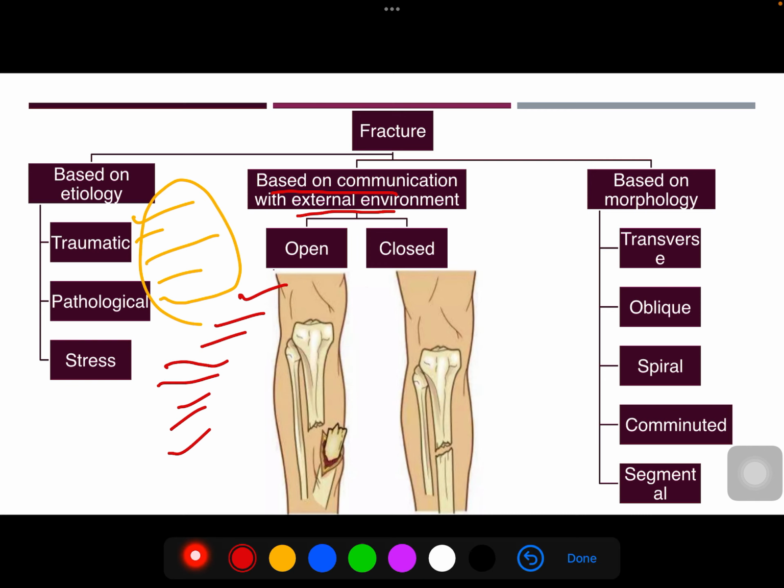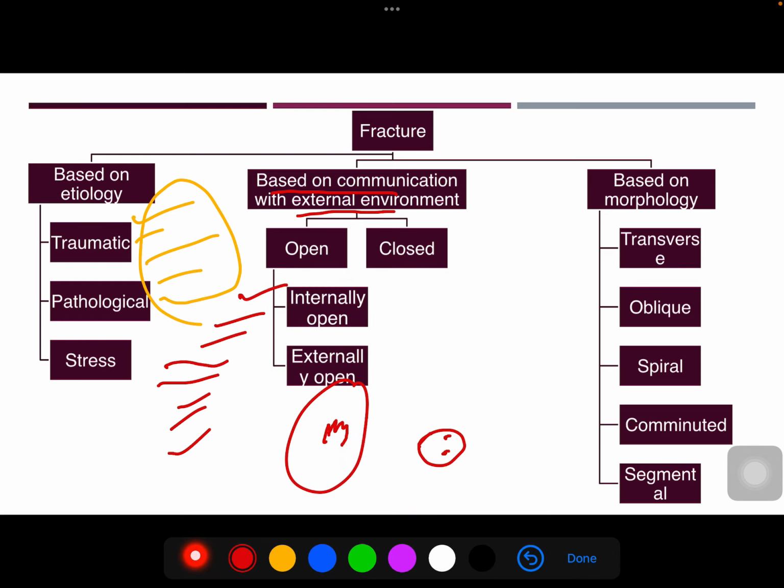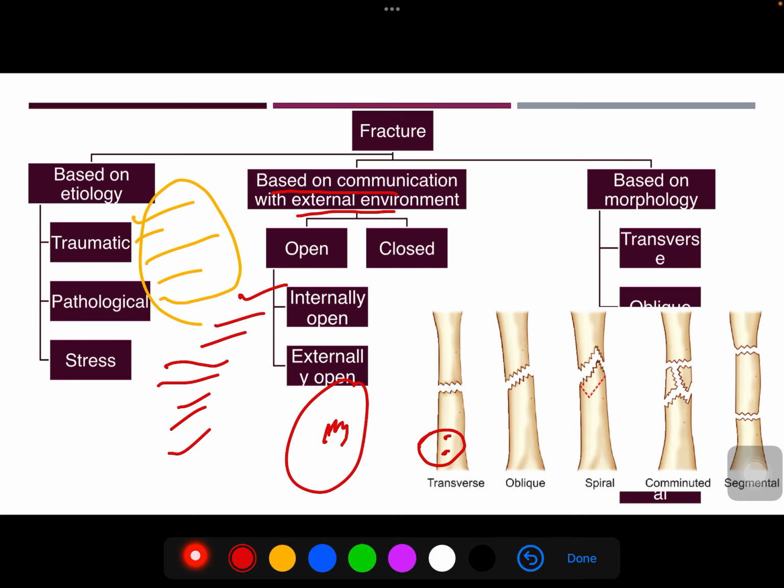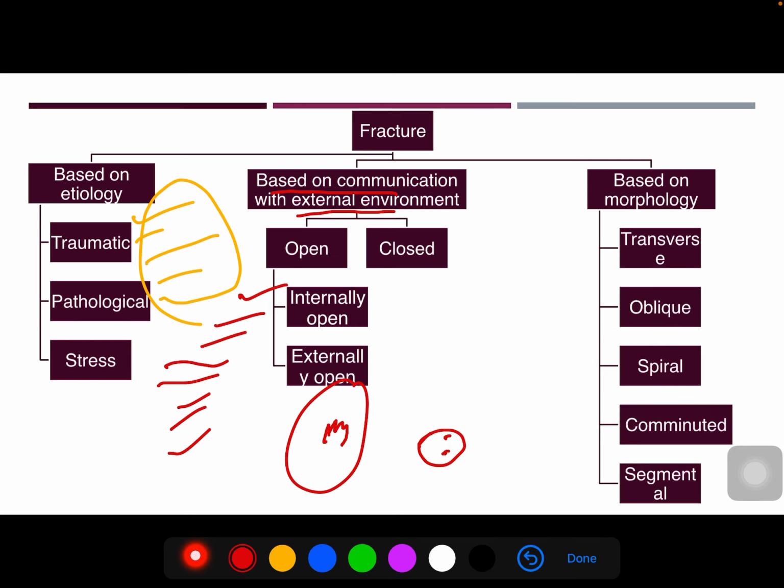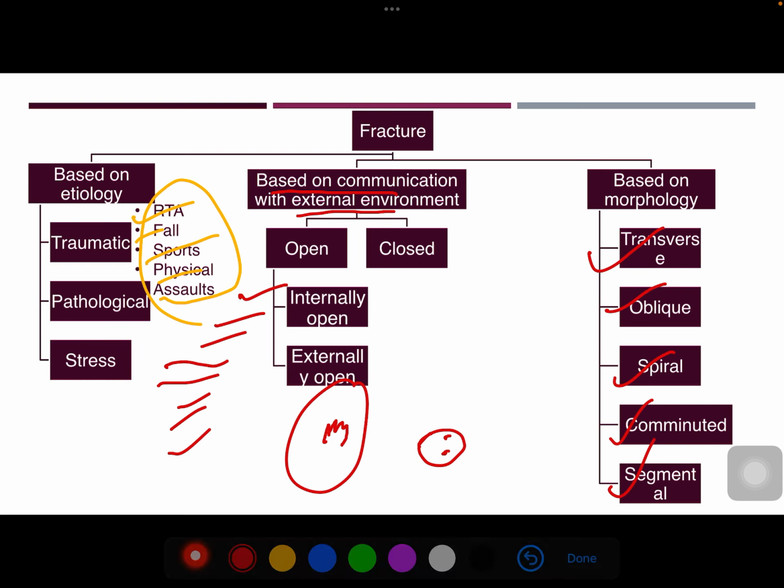Here you can see that open, when the bone or the hematoma touches the outside environment, then it is called open. And in the closed, there is no continuation of the hematoma or the bone to the outside environment, it is closed.